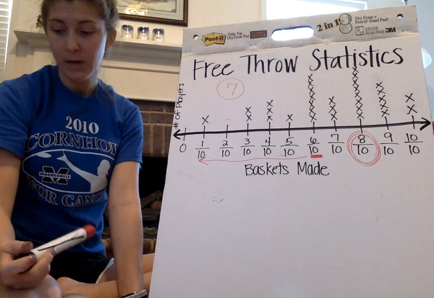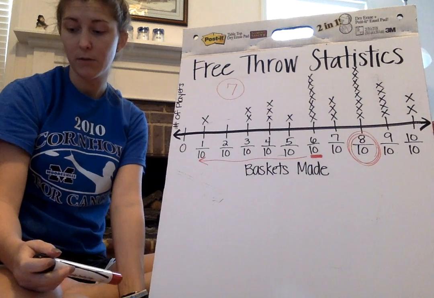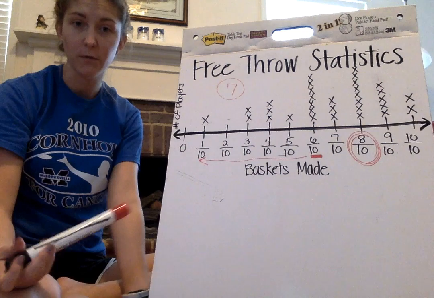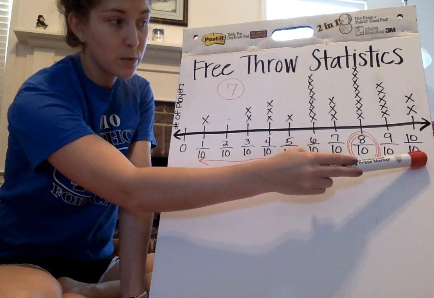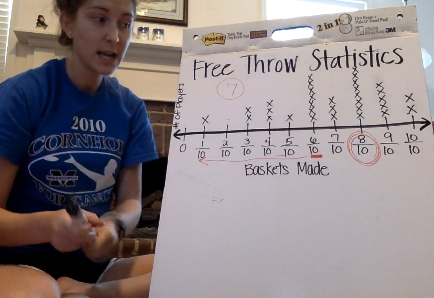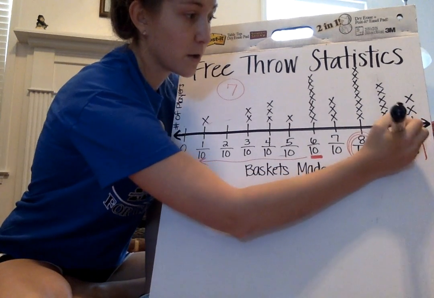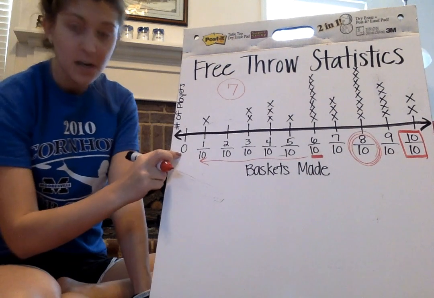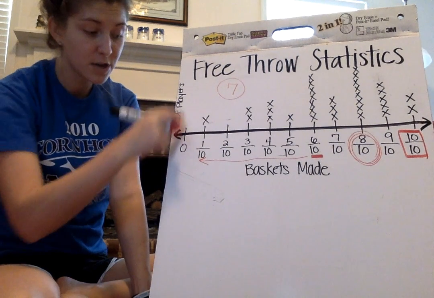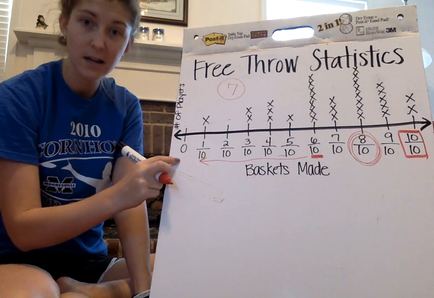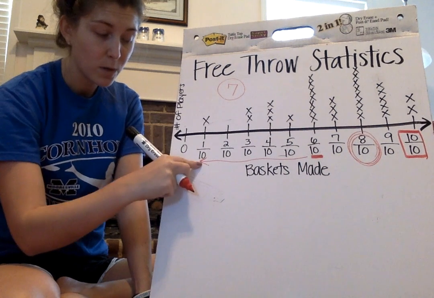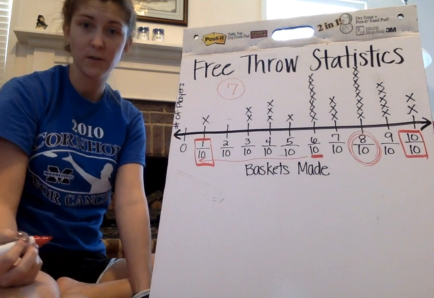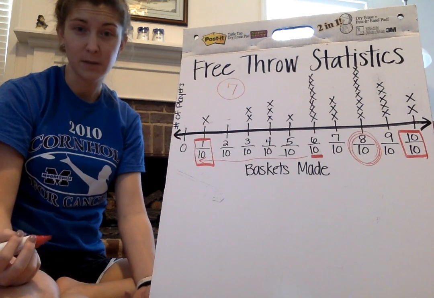Another question may be, what is the difference between the most number of free throws and the least? Well, I have to identify what is the most number of free throws made. And it looks like 2 people down here made 10 out of 10. So 10 out of 10 is the most number of free throws made. Well, then I have to look at the least. The least is not going to be 0 because there's not any X's above 0. So I cannot include 0. But if I move one place to the right, I see that one person made only 1/10 of their free throws. So they probably were having just a really bad day.